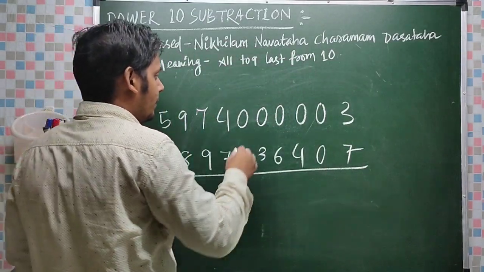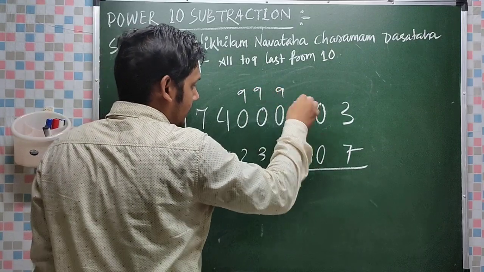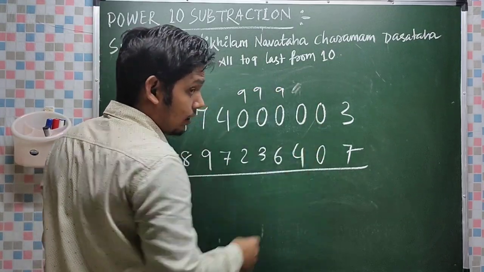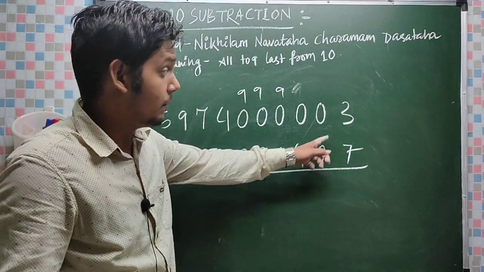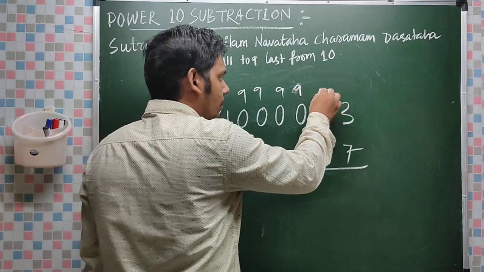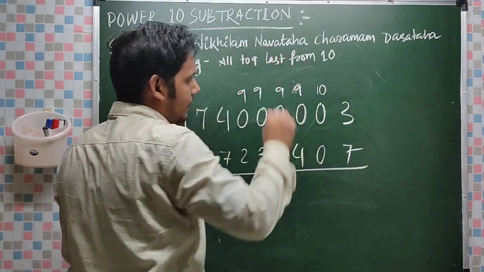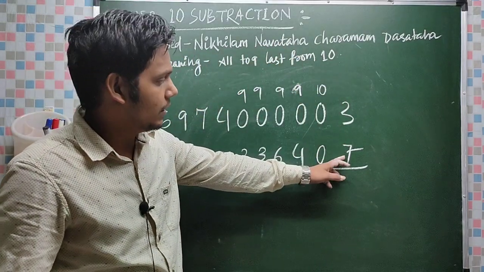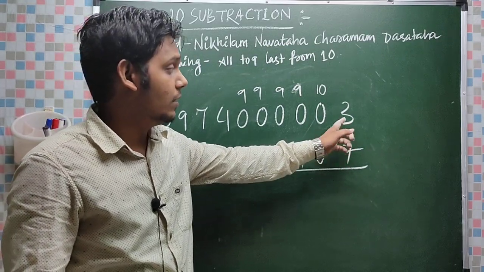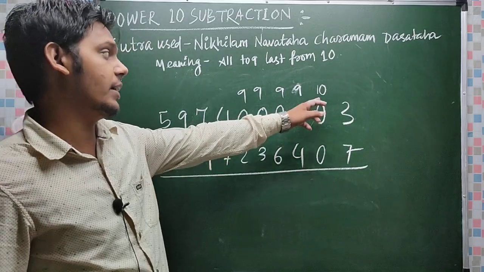So what you have to do? 9999, but 0 and 0 possible. 0 minus 0 possible, but next number not possible. 3 minus 7 is not possible, so you have to take 10 here. 0 minus 0 possible, but its next one, 3 minus 7 not possible, so you have to take 10 here.